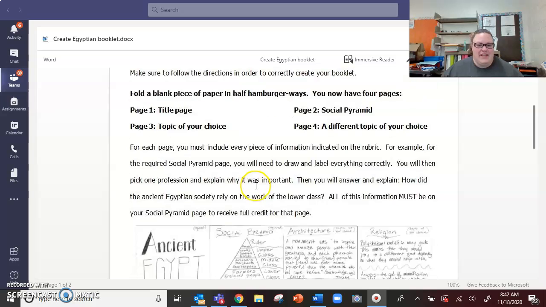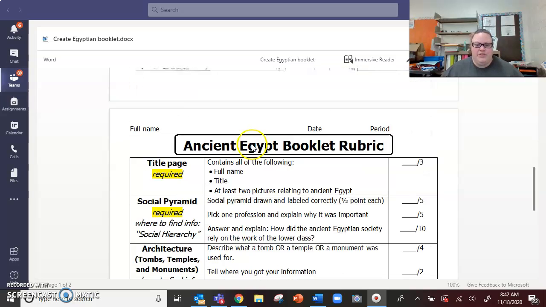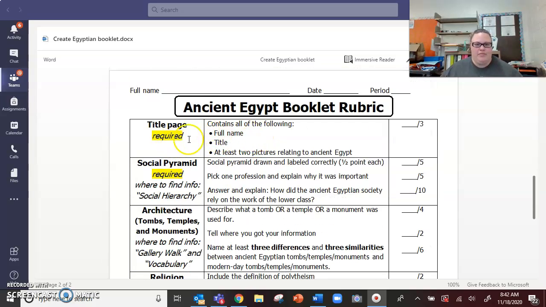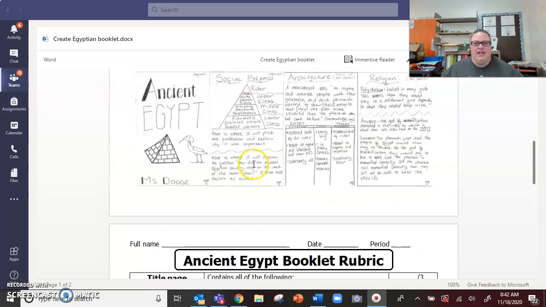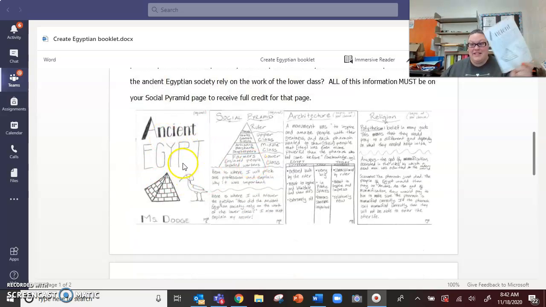document, it says you are going to have the title page, which is required, has your full name, the title, and at least 2 pictures relating to ancient Egypt. There's an example right here. It's the same example that I held up. So you've got the title, you have 2 pictures, and you have your full name.